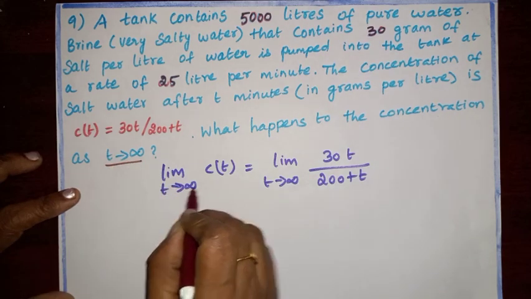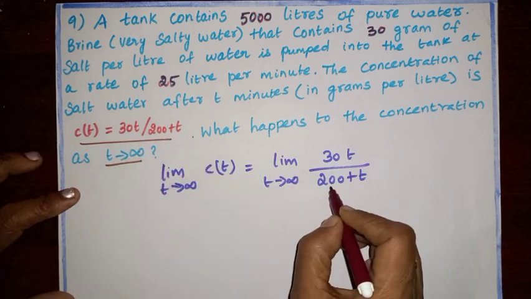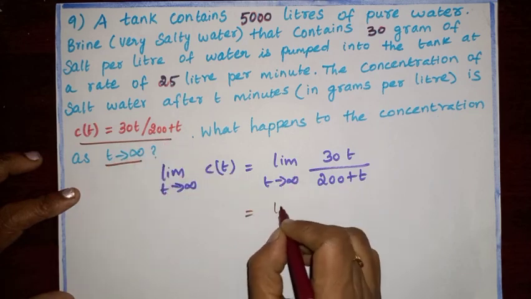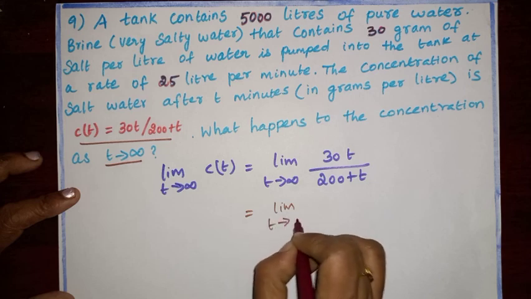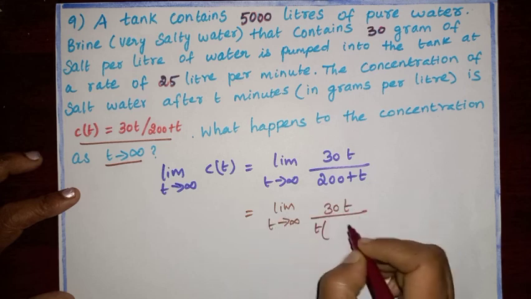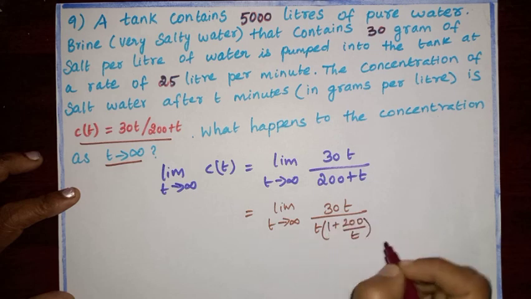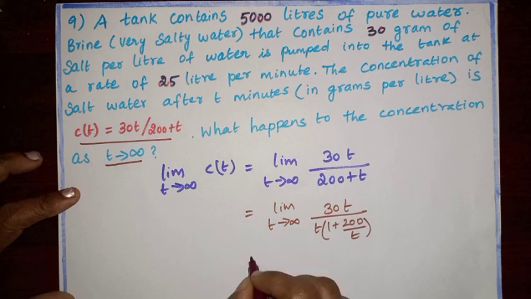Limit t tends to infinity of C of t. C of t is given as 30t by 200 plus t. So, in the denominator, I am going to take t commonly out. When I take t commonly out, then I will get 1 plus 200 by t. Now substitute t as infinity.